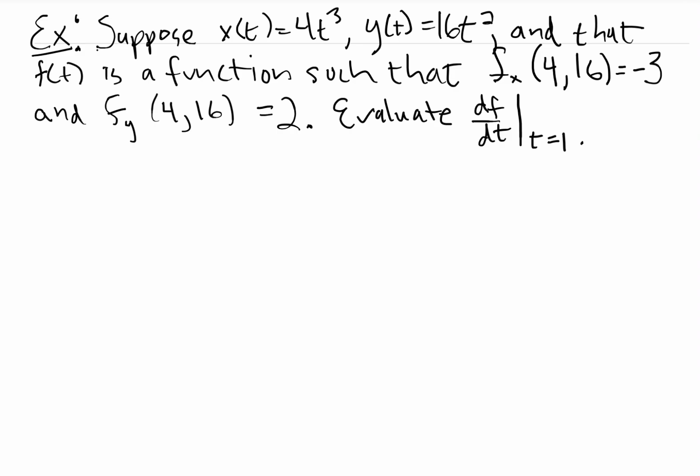Suppose that I've got my 2 functions that I'm using as inner functions, x of t and y of t, and that we've got some sort of an outer function such that my partial with respect to x at the point (4, 1, 6) is negative 3, and my y partial at the same point is 2. What I'll go ahead and do is ask you guys to evaluate df/dt at the point t equals 1.